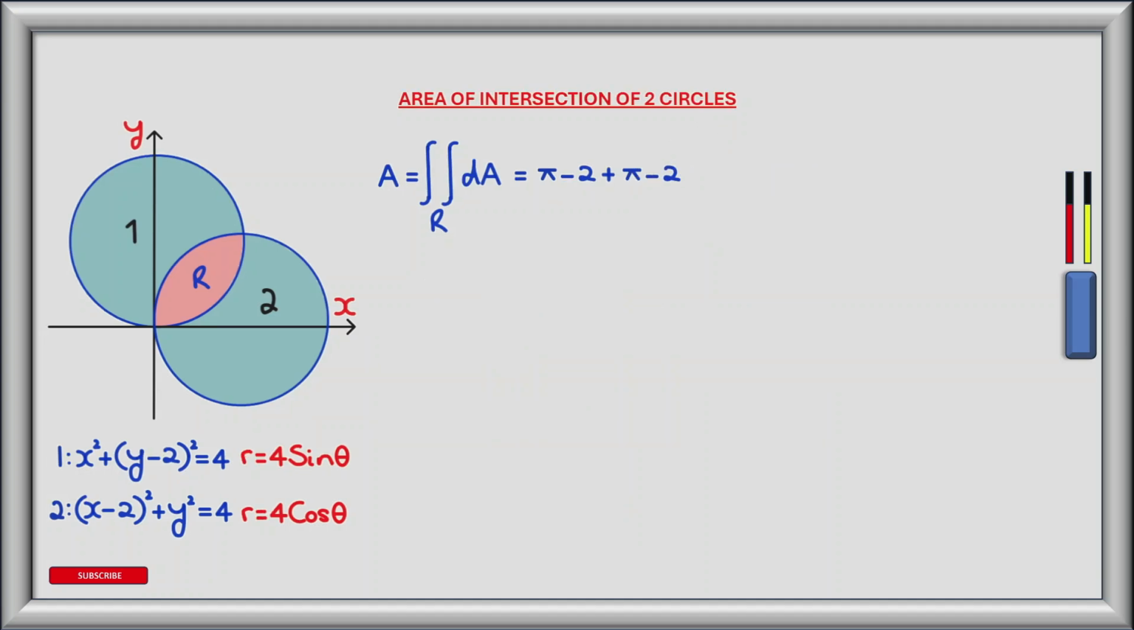So now we've evaluated our integrals. The only thing remaining to do is to add the constituent parts. So we have pi minus 2 plus pi minus 2. And this evaluates to 2 pi minus 4, which is our final answer.